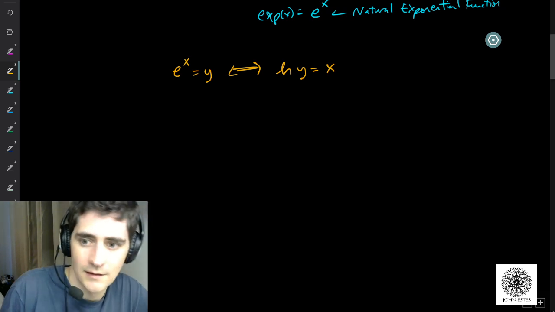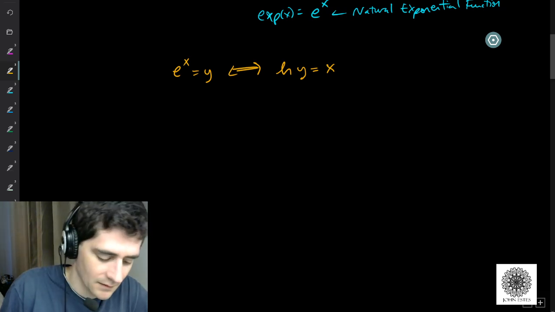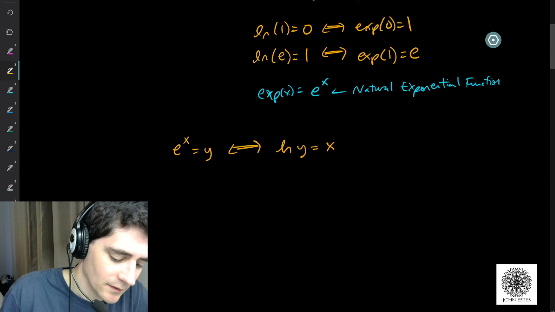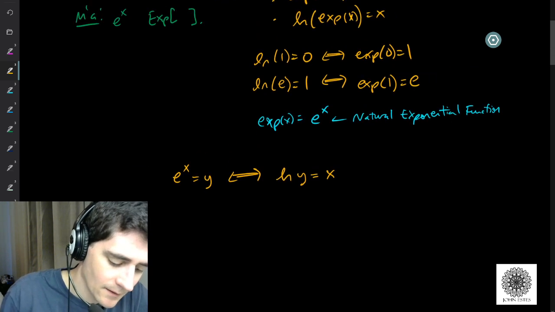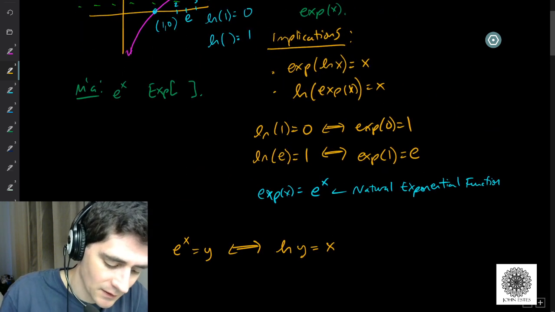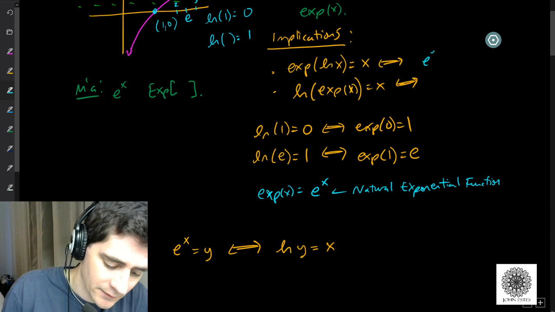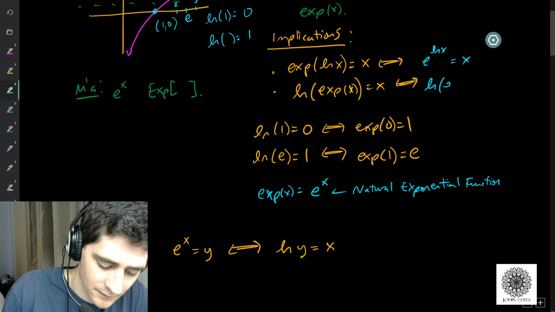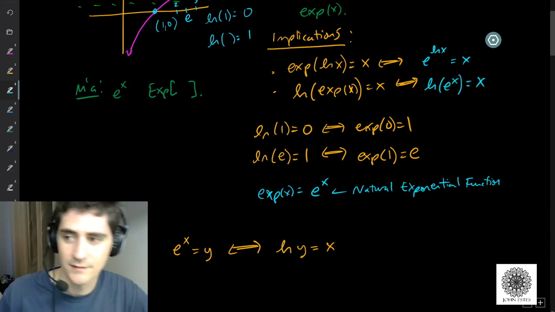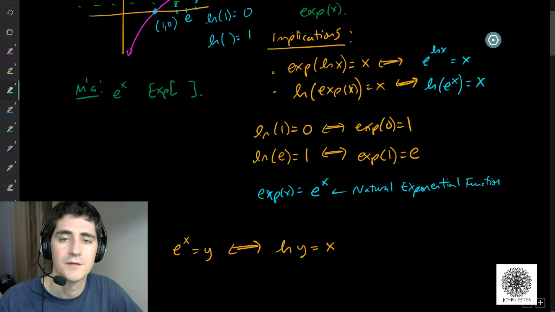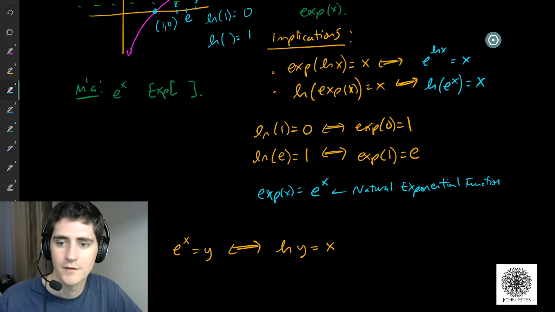And if you compose them like we did up here, another way of saying these implications is that e to the ln x power equals x, and ln of e to the x equals x. They undo each other again, because they're inverse functions.